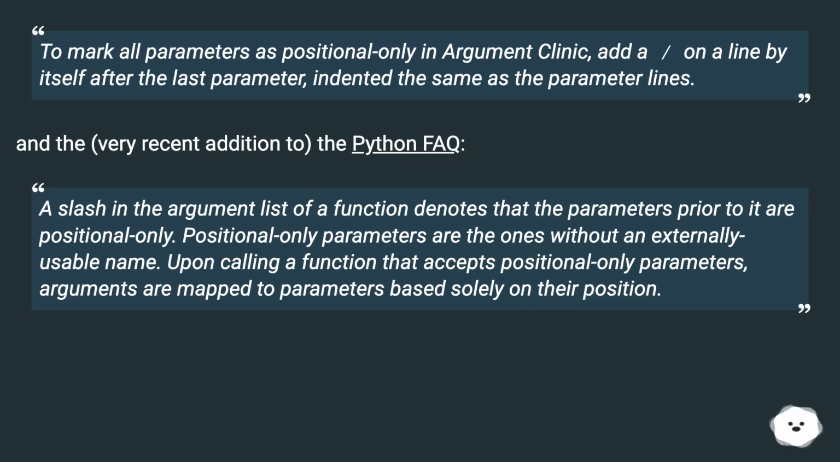And the very recent addition to the Python FAQ. A slash in the argument list of a function denotes that the parameters prior to it are positional only. Positional only parameters are the ones without an externally usable name. Upon calling a function that accepts positional only parameters, arguments are mapped to parameters based solely on their position.